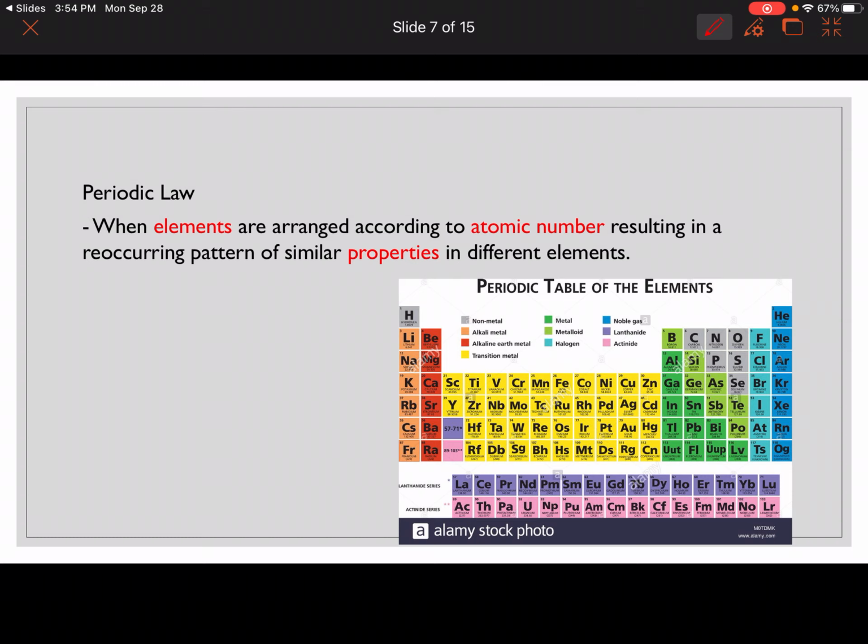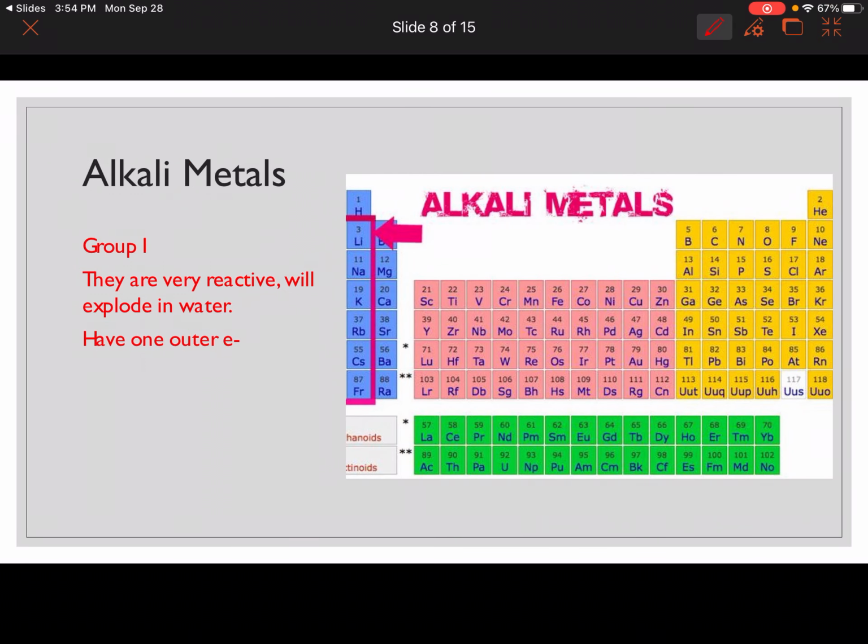Now, periodic law. When elements are arranged according to atomic number, it results in a reoccurring pattern of similar properties in different elements. So that's what periodic law is. It's just showing that because we're organizing them in this really organized way, we get these reoccurring patterns of properties. And so we can use this periodic table to predict the behavior of elements because of that.